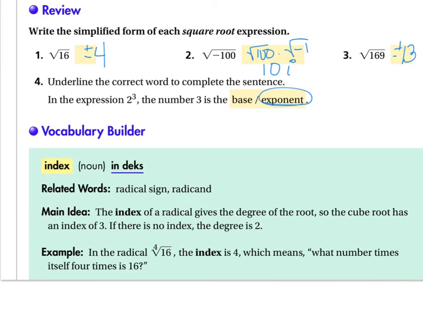So ask yourself, what number times itself 4 times is 16? And obviously, 2 times 2 times 2 times 2 is 16. So the fourth root of 16 is plus or minus 2.